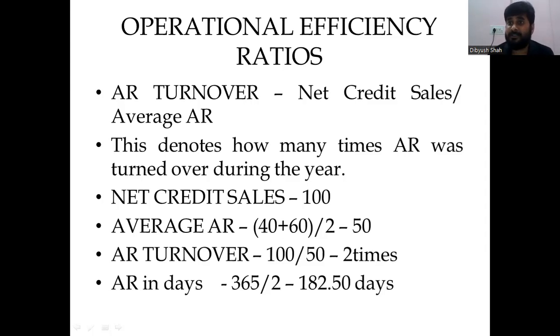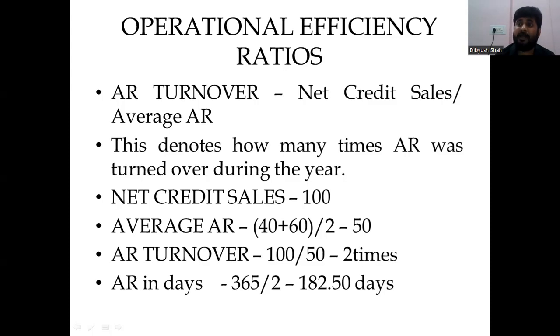What is the numerator? See, accounts receivable depends on credit sales. Because if you make a sale on cash, that is cash account debit to sales, you don't have any accounts receivable. Only when you make a credit sale, you get an accounts receivable. Now, what do you mean by net credit sales?